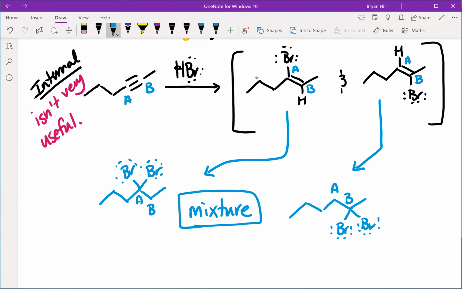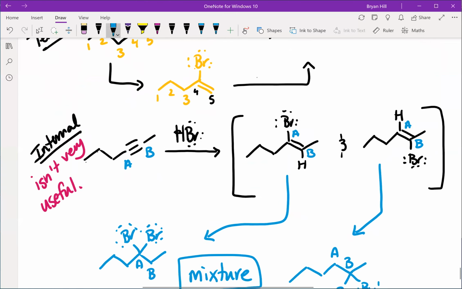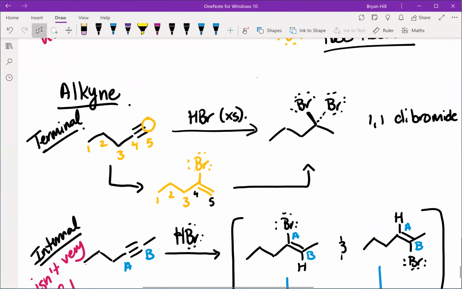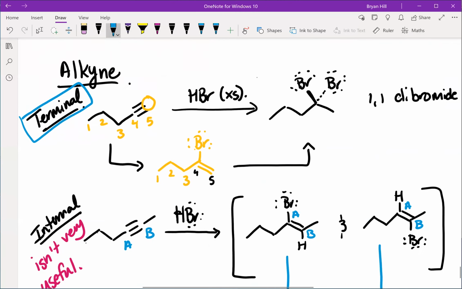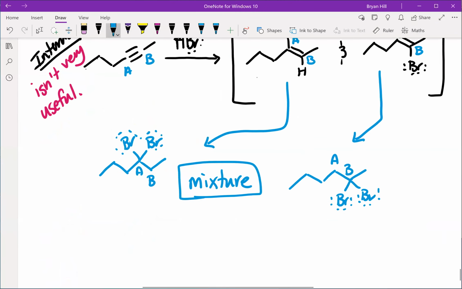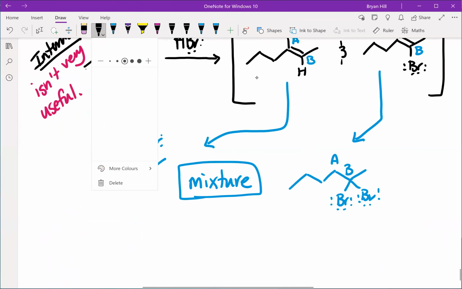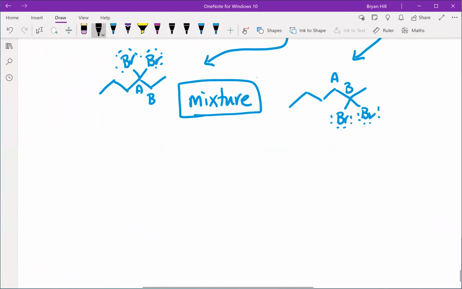So the moral of the story, it's taken 20 minutes, but the moral of the story here is that if you're doing an addition of HBr to an alkyne, it's a particularly useful reaction with terminal alkynes. So that's basically where I was going. With internal ones, unless the molecule is symmetrical, it's not particularly useful. What's an example of something which is symmetrical? What do I mean by that?